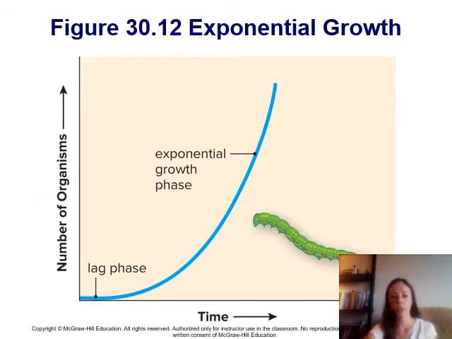So exponential growth is represented by this J-shaped curve here. Here you can see the lag phase, when very few individuals are reproducing. But as some of the babies grow up and are able to reproduce, and we have more individuals reproducing, we will then enter into that exponential growth phase, where we'll see just an explosion in the amount of animals in this population.